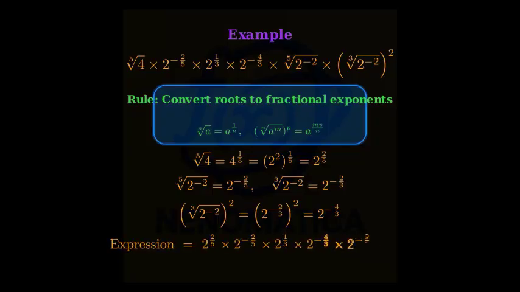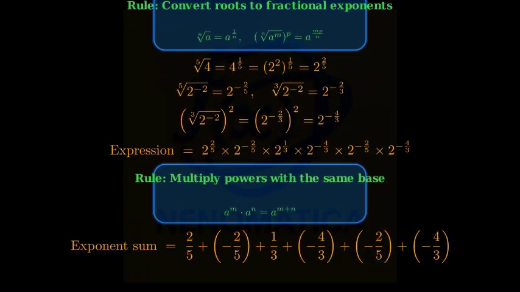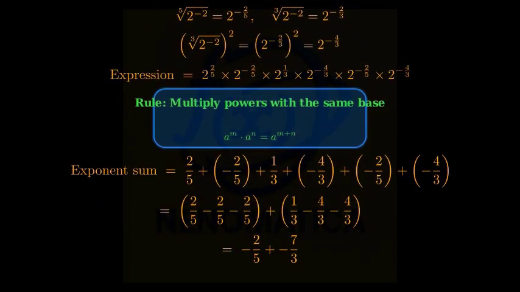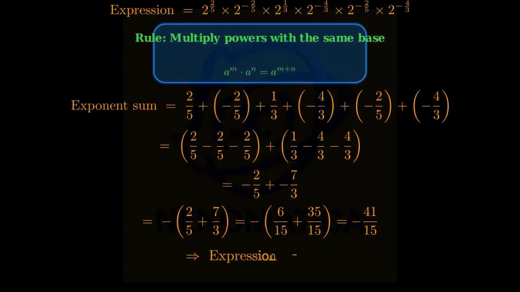Now, everything is a power of 2. Step 2. When multiplying powers with the same base, we add the exponents. Add the 6 exponents carefully. Group fifths together and thirds together. That gives negative 2 fifths and negative 7 thirds. Converting to a common denominator of 15, the total is negative 41 over 15.